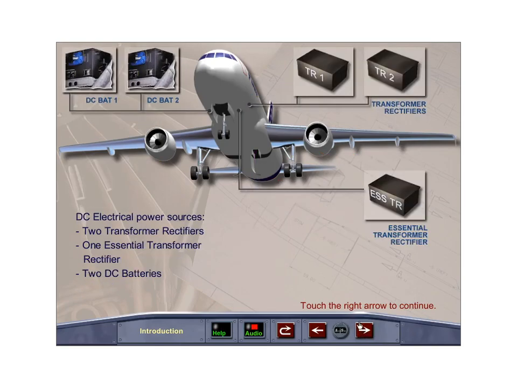The aircraft DC electrical power is supplied through 2 main transformer rectifiers, or TRs, which convert AC power to 28-volt DC power. The DC system has a backup essential transformer rectifier which will power the essential DC system from the emergency generator in the event of failure of the 3 main generators, or if TR1 and TR2 are faulty. As a backup, 2 batteries can power some of the DC circuits if all other power sources are inoperative.